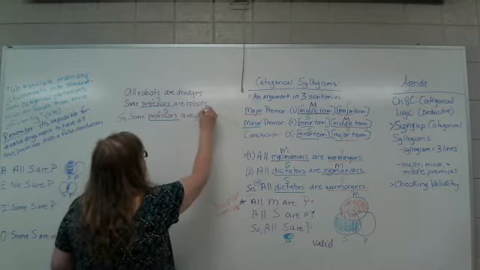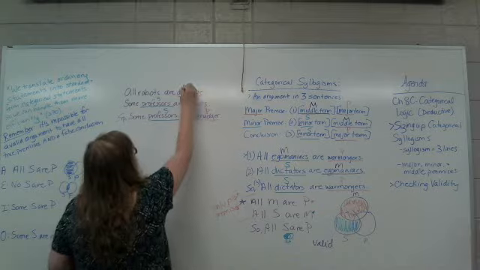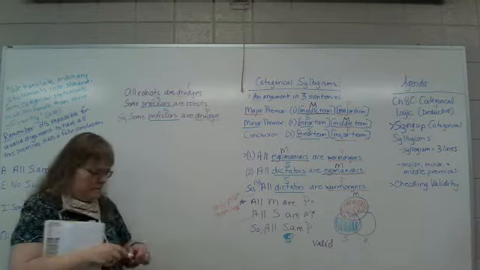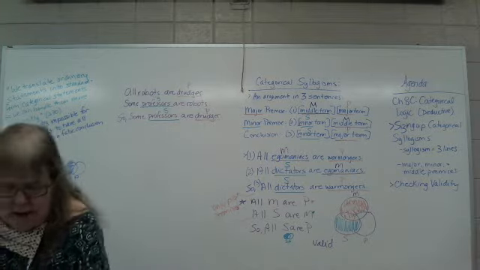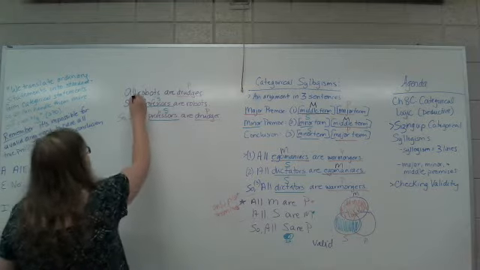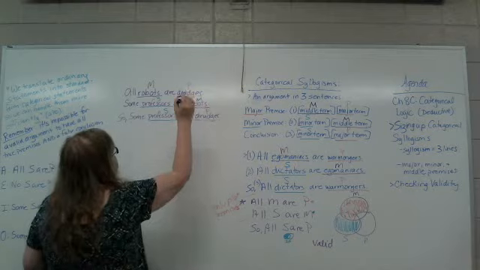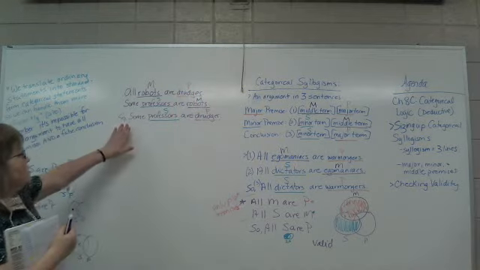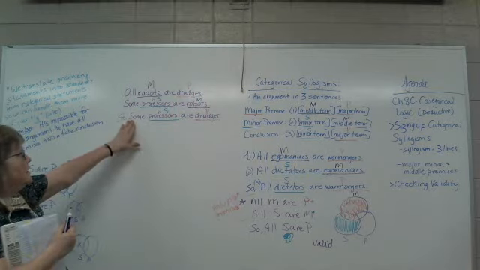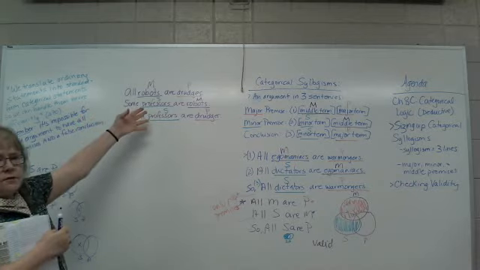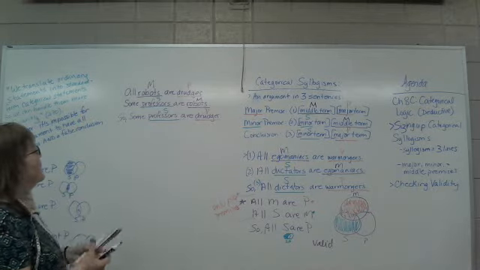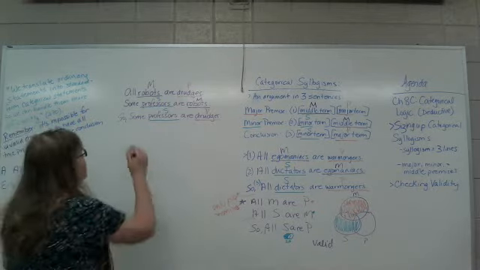Drudges is my P, so major term. And then robots will be my M, because they only happen in the premises. The one term that's not in the conclusion has to be your middle term, if you're having trouble identifying that. So, now I can do this.